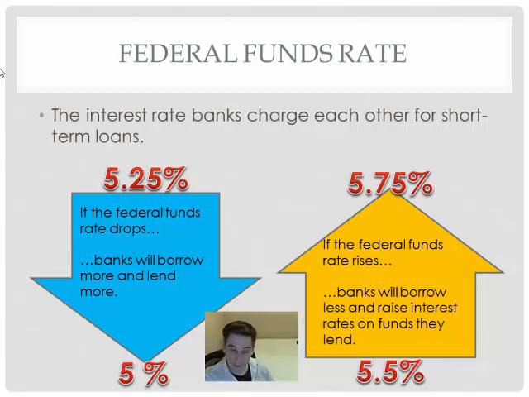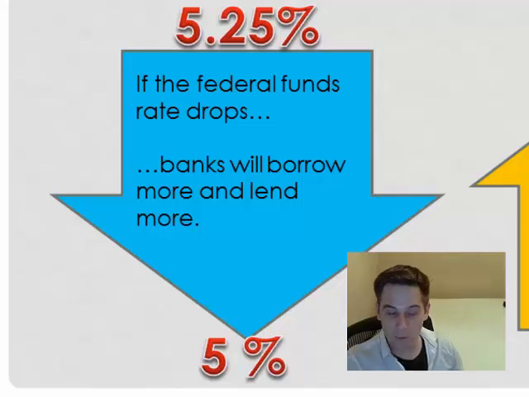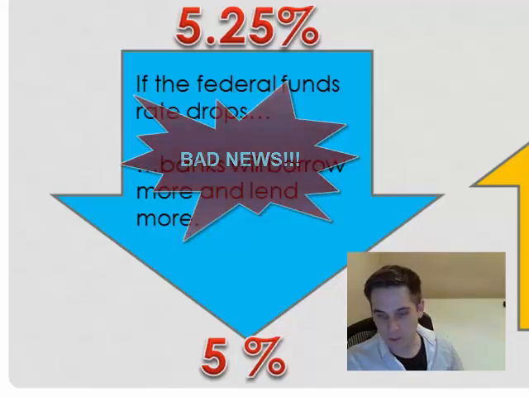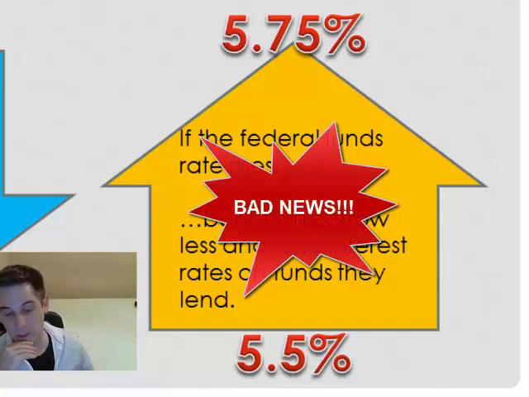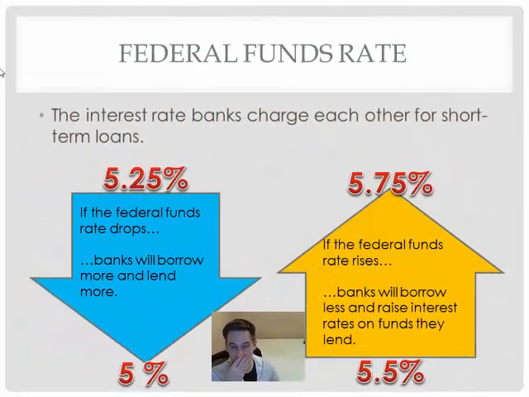And they have to be very, very careful, just like they do with the interest rates for everybody, because if the federal funds rate drops, banks will borrow more and lend more, but then that can lead to inflation. And if the federal funds rate rises, then banks will borrow less and raise interest rates on funds that they lend, but then that can lead to recession. So again, we get back to that balancing act between tight money and loose money policies. It absolutely applies to this. And again, this is only on interest rates on banks loaning to each other, not to what they loan to you. They're not as restricted there.